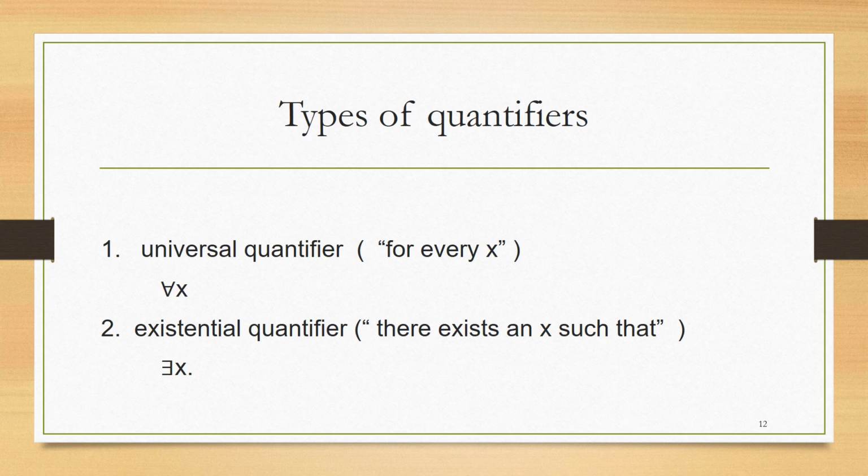Second is the existential quantifier. It is the one which represents the existence of at least one object which has a particular property. There exists an x such that, it is represented as the following.